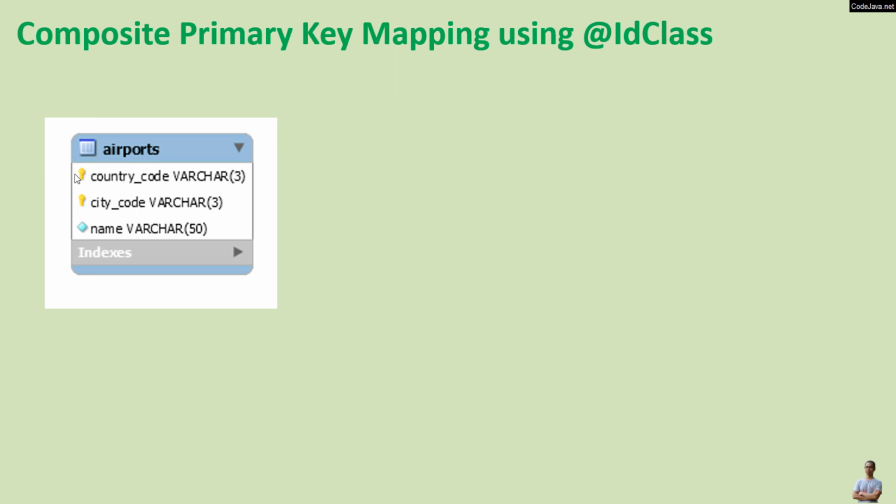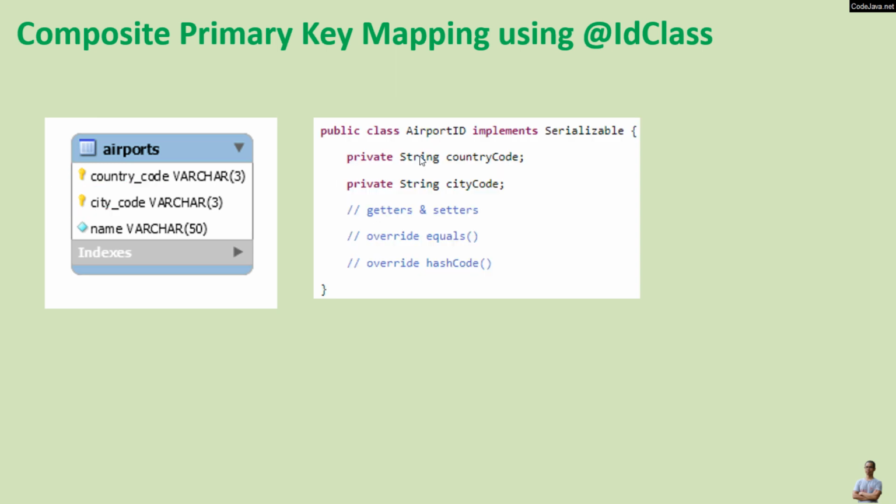Now, I'm going to show you how to implement Composite Primary Key Mapping using the ID class annotation provided by Spring Data JPA. Suppose that we need to map the Composite Primary Key like this in the table airports. This Composite Primary Key consists of two columns, country code and city code. So in Java code, we need to code a kind of class called ID class like this.